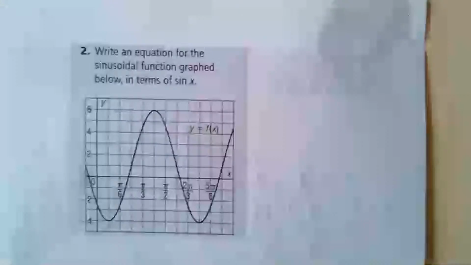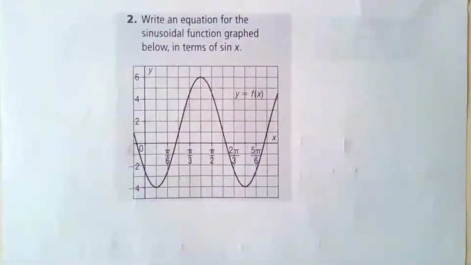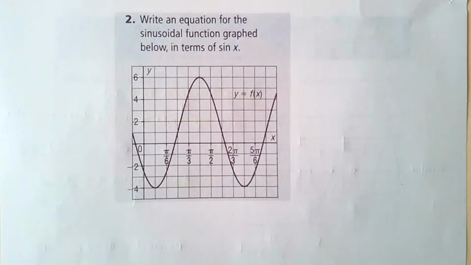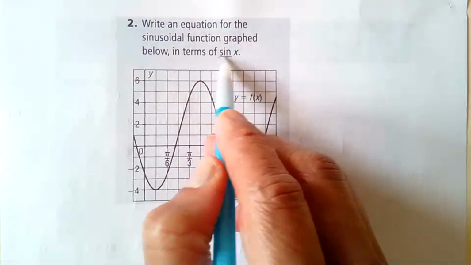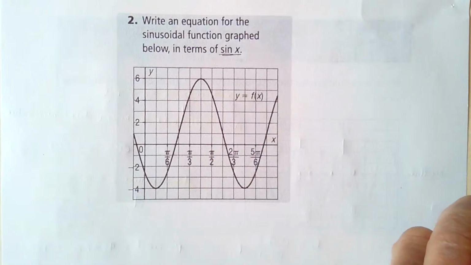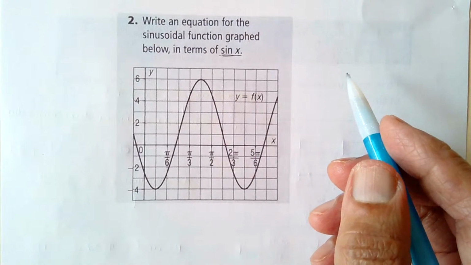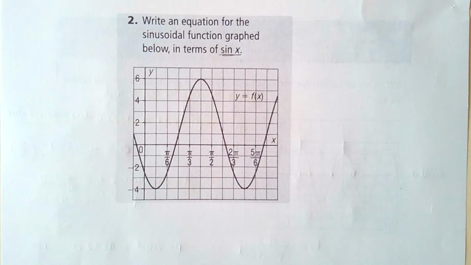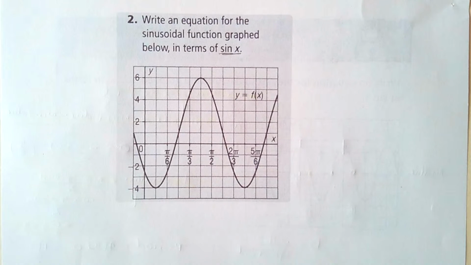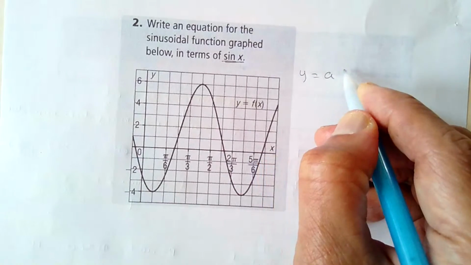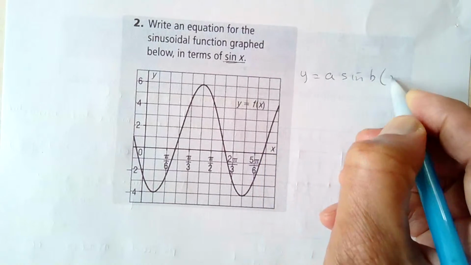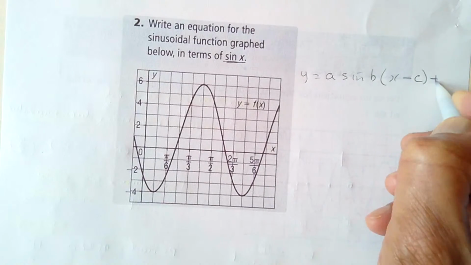Let's look at one more example. Write an equation of the graph. If you look at this example here, it should be all in terms of sine. So we have to write it as y is equal to a sine b into x minus c plus d.